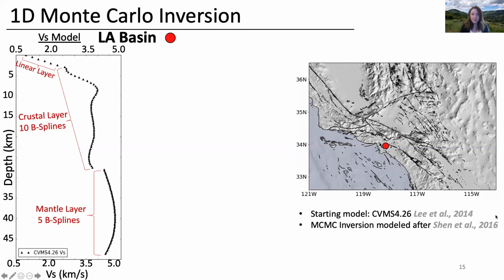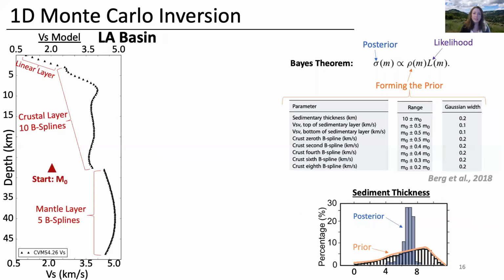and our Markov chain Monte Carlo inversion is based off of Shen et al. 2016. So what is Markov chain Monte Carlo? We've already described our starting model M0. Bayes' theorem relates the posterior distribution to the prior via the likelihood function. We define the prior or search area for each model parameter based on a range and Gaussian width from our initial model parameters with details in the table. To visualize this, we have an example of the distribution of the sediment thickness parameter for the prior, which I've outlined in orange, and the posterior, which is outlined in blue. The posterior contains all models that will roughly fit our data.